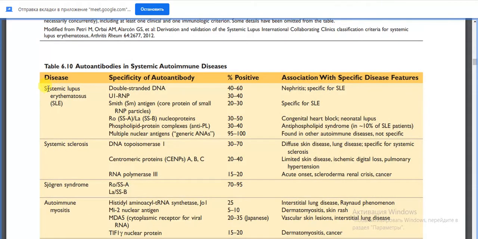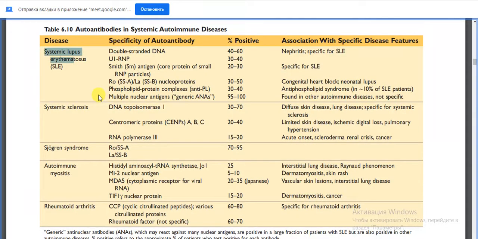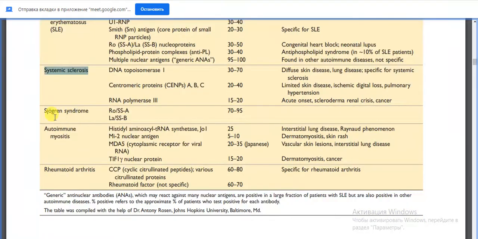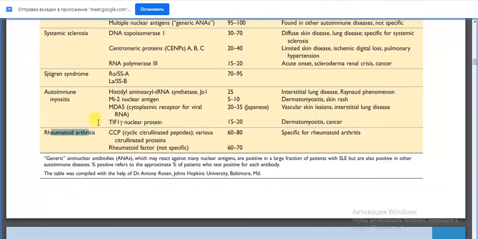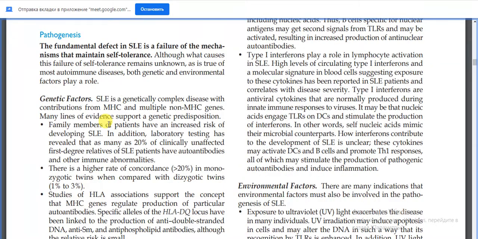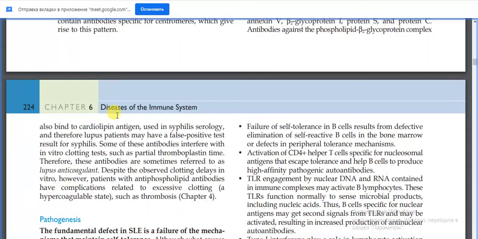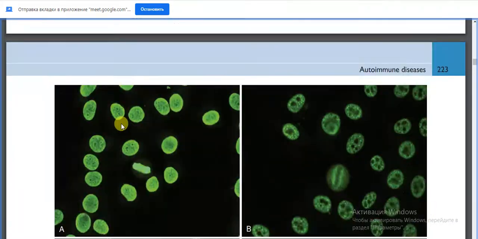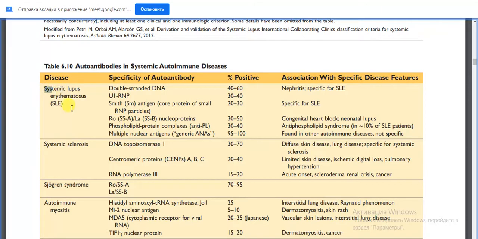Lupus erythematosus, systemic sclerosis, Sjögren syndrome, autoimmune myositis, rheumatoid arthritis. Actually, we have no time to discuss them, so I'll make it your self-individual work: all the types of these autoimmune disorders, starting with SLE. So SLE, systemic sclerosis, Sjögren syndrome, and autoimmune myositis.